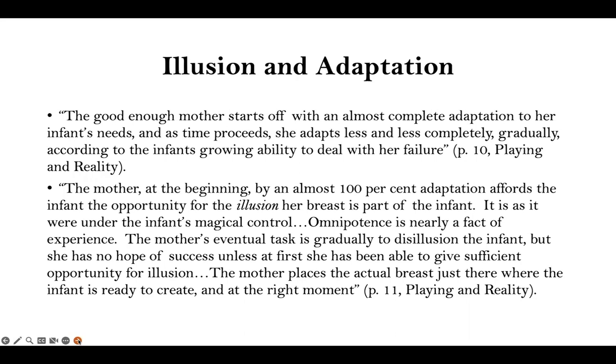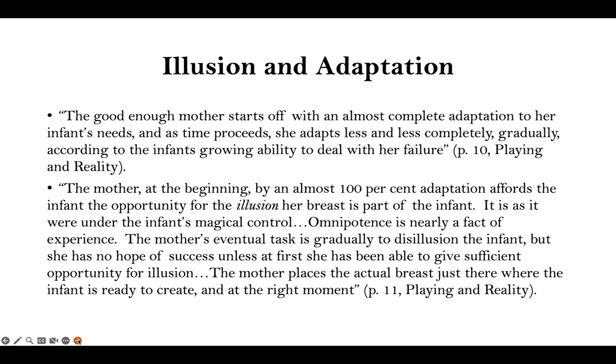Illusion and adaptation are both operative. The good enough mother starts off with an almost complete adaptation to her infant's needs. And as time proceeds, she adapts less and less completely, gradually according to the infant's growing ability to deal with her failure. The mother at the beginning, by almost 100% adaptation, affords the infant the opportunity for the illusion. Her breast is part of the infant. It is as if it were under the infant's magical control. Omnipotence is nearly a fact of experience.